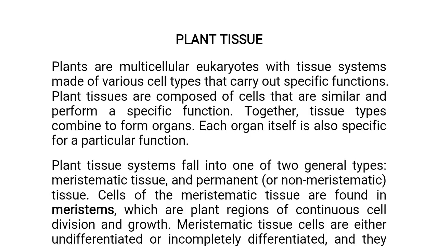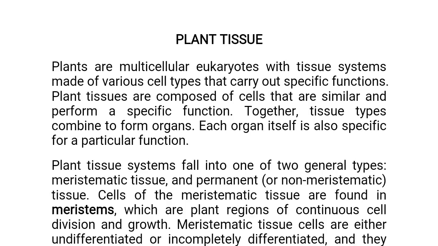So plants are multicellular. That means they're made up of many cells. Multicellular eukaryotes. What's the meaning of eukaryotes? That means plants are advanced. They're advanced in the sense that their chromosomes are not naked but are enclosed inside a structure called the nucleus. So plant tissues can be divided into two types. We have the meristematic tissue and we have the permanent tissue, or the non-meristematic tissue.